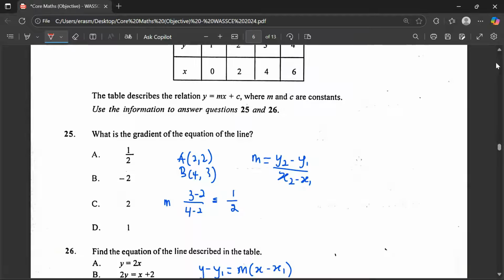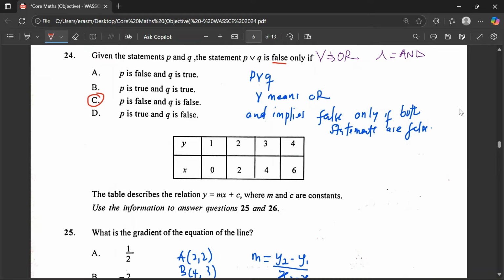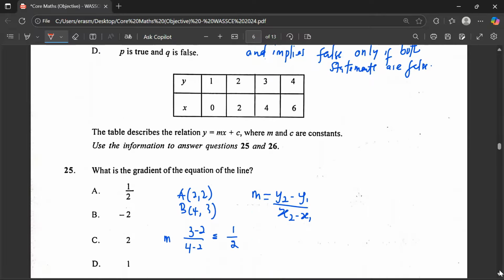Now, the table describes the relation y equals mx plus c, where m and c are constants. Use the information to answer questions 25 and 26. Now, what is the gradient of the equation of the line? We are going to take 2 points from this table. Now, always take from the second point. Don't take the first point.